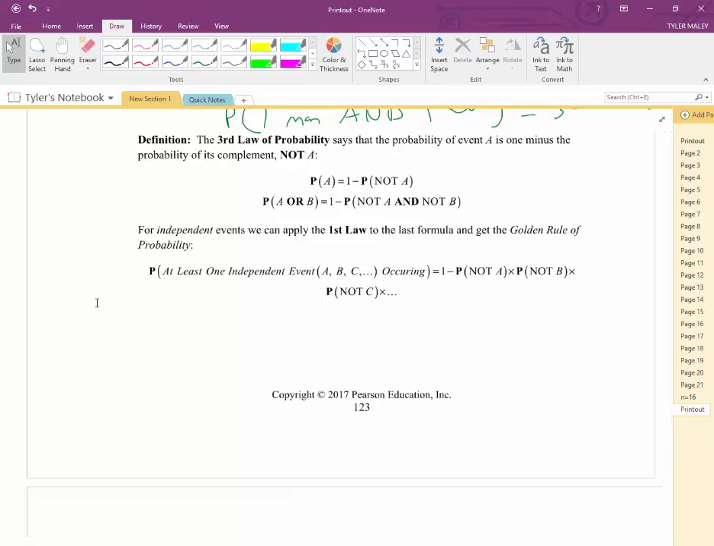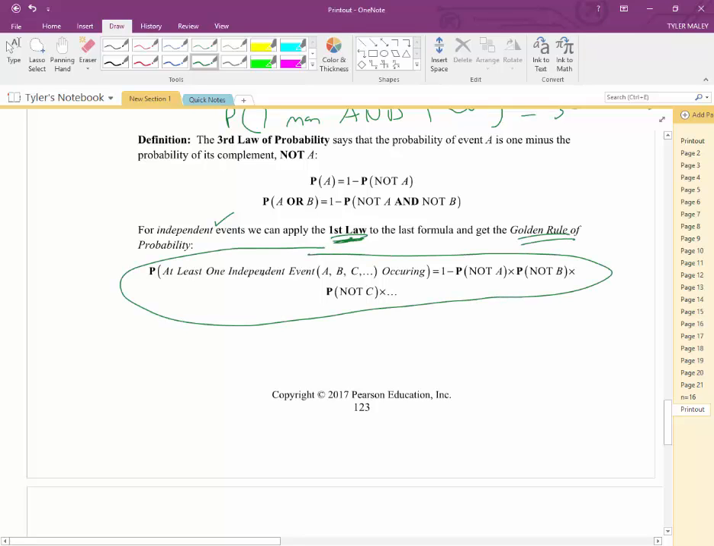So that's the third law of probability. The third law of probability says that the probability of event A is 1 minus the probability of its complement, not A, right? So for example, like winning and losing, right? We talked about this in the last video. So this is just putting it more formally, right? And also, if we take this into consideration and assume that we have independent events, then we can apply the first law to this formula, and we get this guy, right? And this is what's called the golden rule of probability, right? So we're going to apply these.